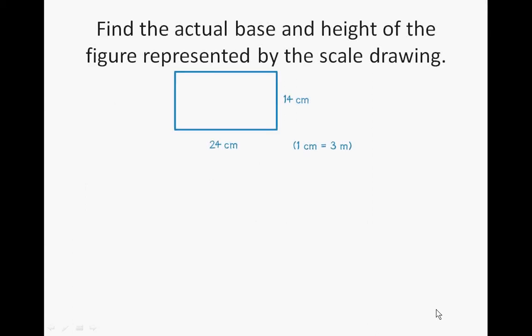All right, so let's take a look at similar figures. Find the actual base and height of the figure represented by the scale drawing. So we have a rectangle with lengths of 24 centimeters and 14 centimeters, and our scale is 1 centimeter equals 3 meters. On this one, go ahead and pause the video and see if you can figure out what you know. Go ahead and state what you know, then continue the video to see if your statement is correct.